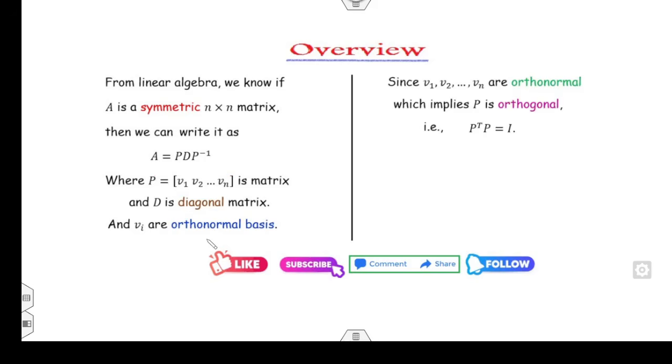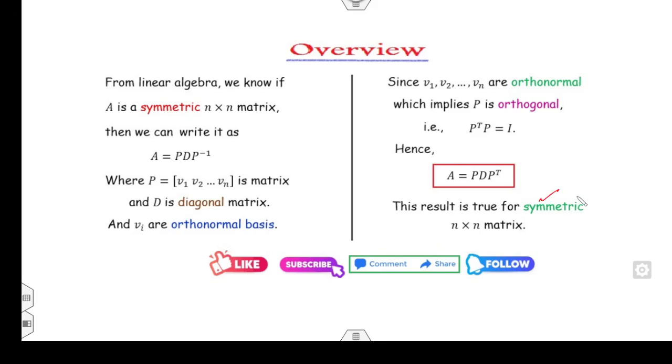Make sure this result is applicable only for the n cross n matrix. In other words, since P is my orthonormal matrix, P transpose times P is my identity. Therefore, I can replace P inverse, because P transpose times P is identity. That means P inverse will be my P transpose. As I mentioned, this result is applicable only for the symmetric n cross n matrix.